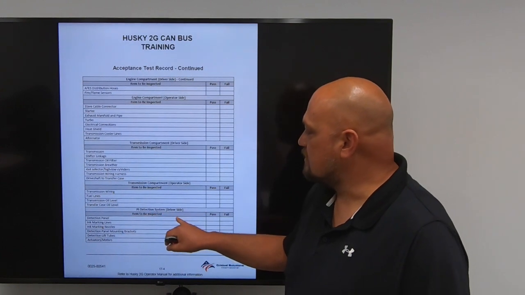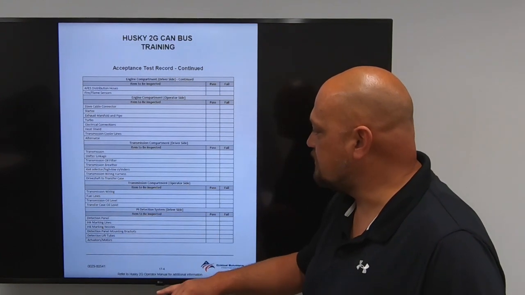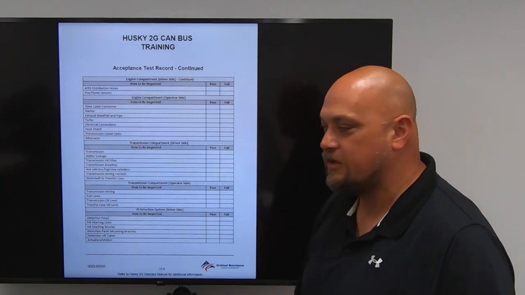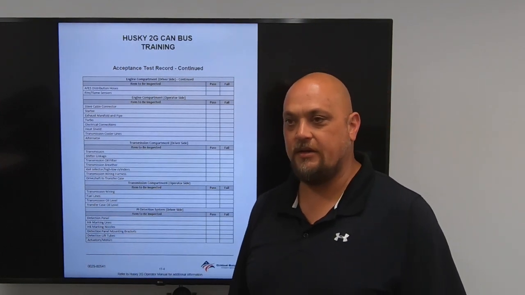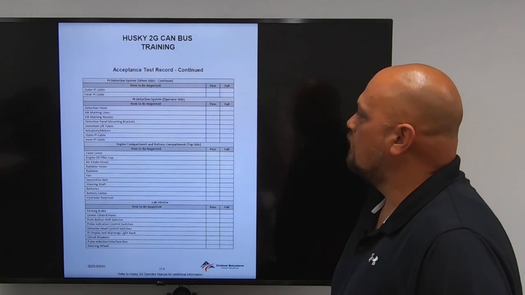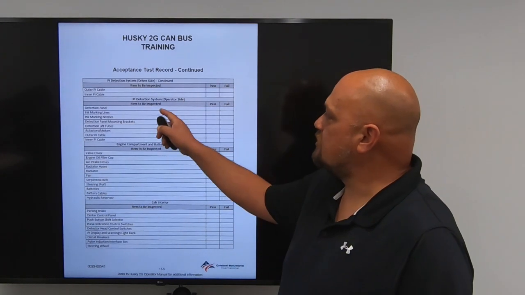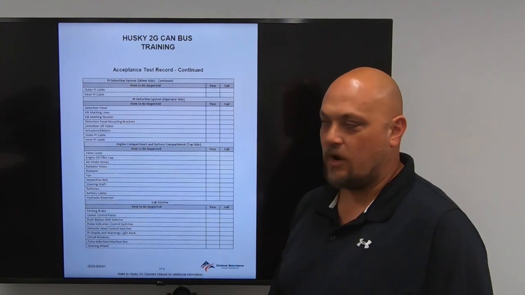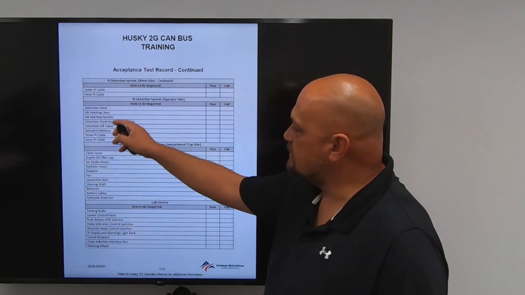PI detection system, driver's side, left side of the vehicle. You'll want to take a look at the detection panel all the way through, make sure everything is there, securely mounted, and nothing is broken. From the PI detection system driver's side, you'll move to the PI detection system operator side, again, which is the right side of the vehicle, and you'll check the same items.